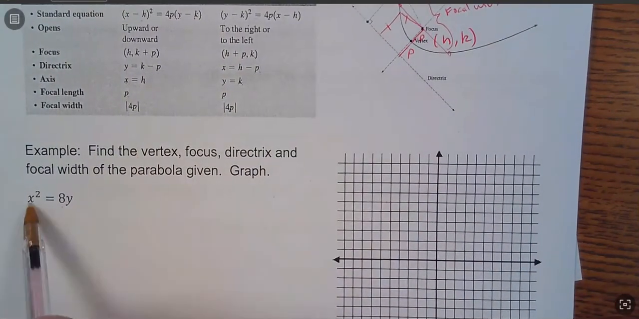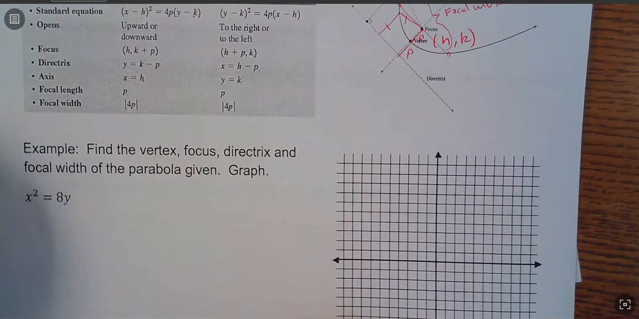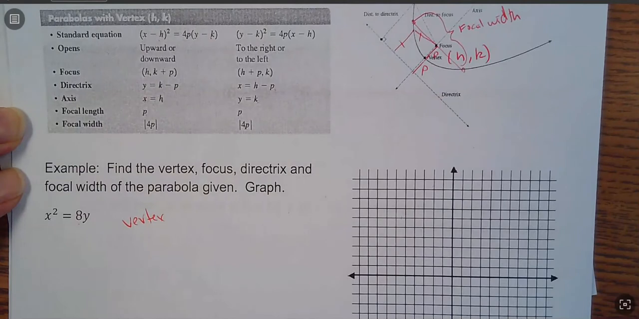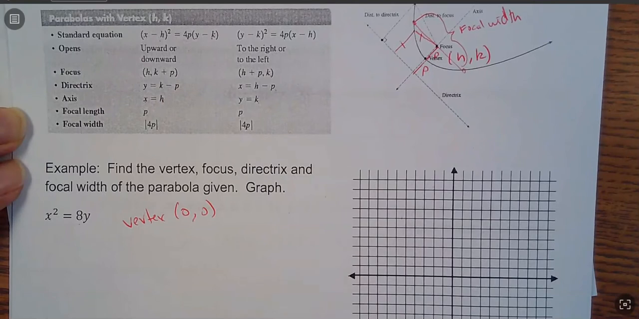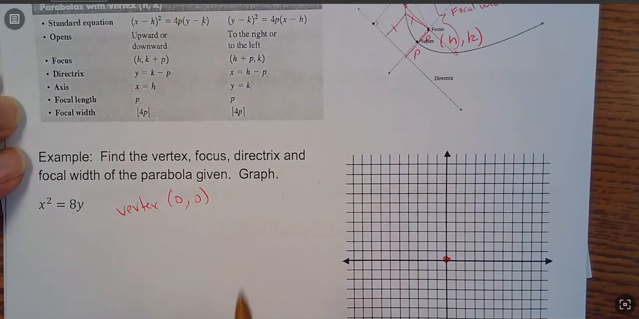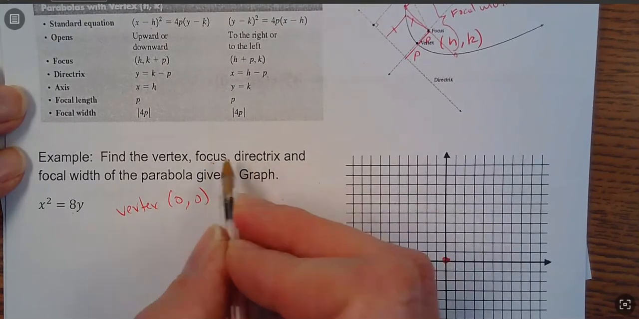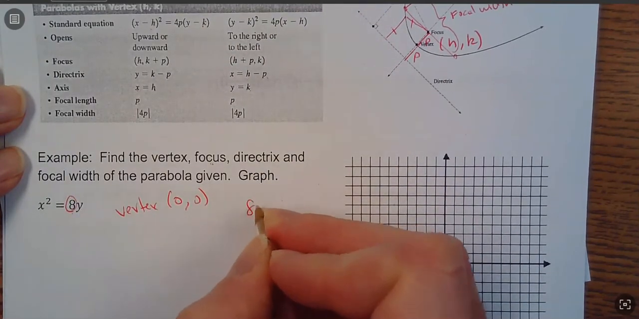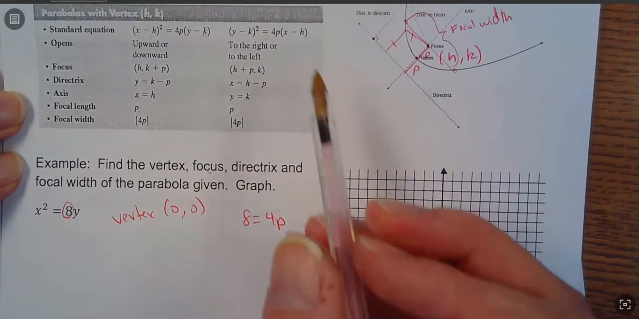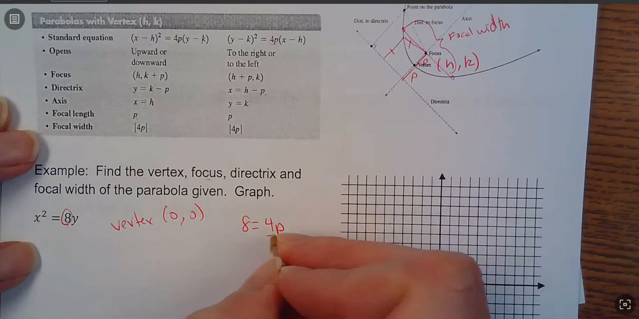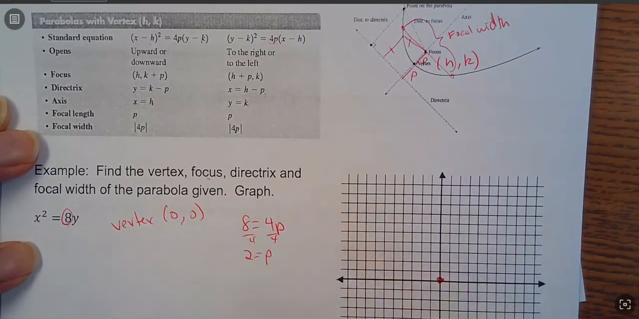So first off, here's my equation, x squared equals 8y, and let's find the vertex. What is being subtracted from x? Nothing. What is being subtracted from y? Nothing. That means this vertex is at the origin. We like those. Those are kind of easier to graph. The focus now, to find the focus and the directrix, I need to find that P. So I'm going to let 8 equal 4P, because it says whatever that number is, set equal to 4P, and you can solve for P. So if I divide both sides by 4, P equals 2.